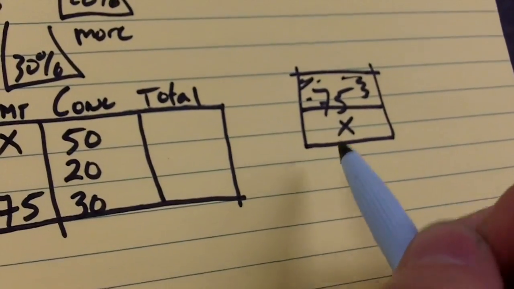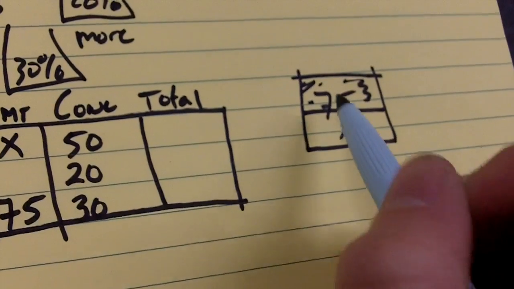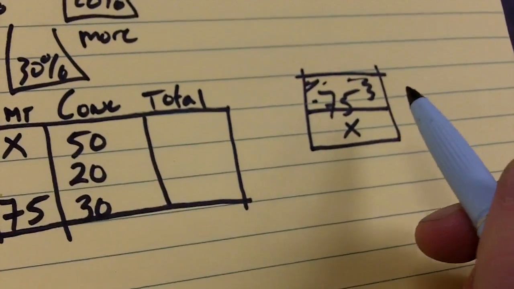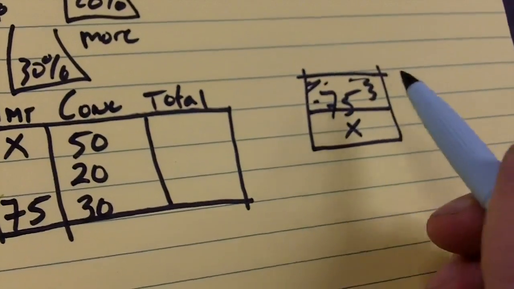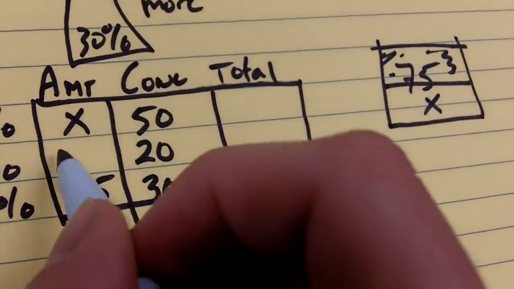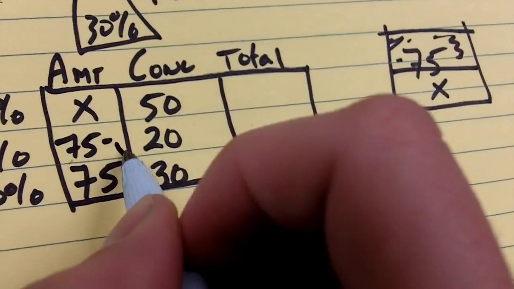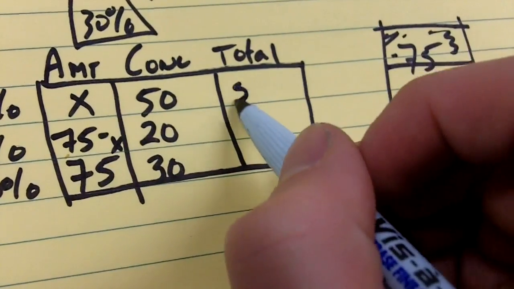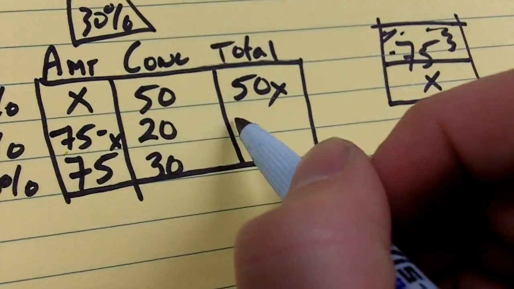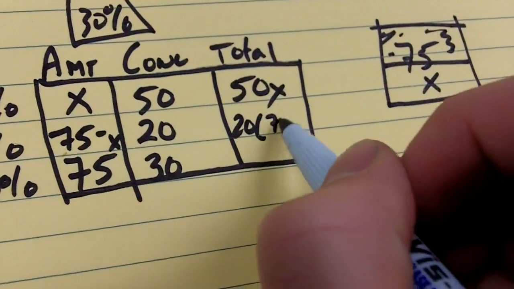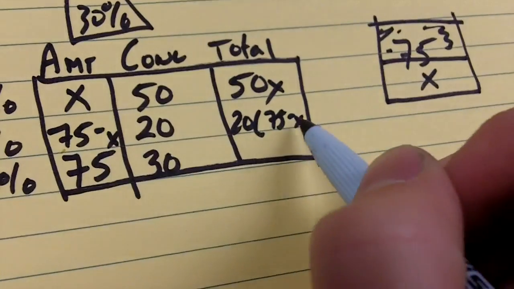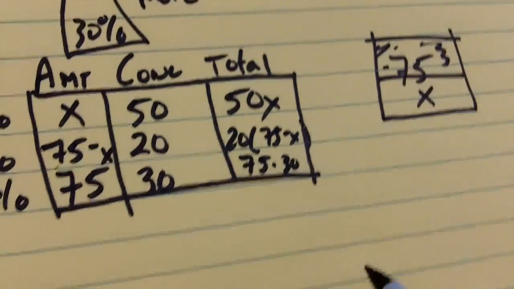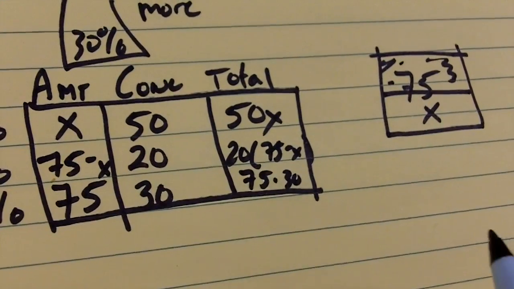Well, this would be easy if I said x was 10 and you tell me that's 65. If x is 20, you tell me that's 55. If x is 30, you tell me that's 45. So let's keep it simple. What did you do? You did 75 minus x to get the other part. What are their totals? I'm just going to multiply each of these: 50x, 20 times (75 minus x), and 75 times 30. And there's my totals.